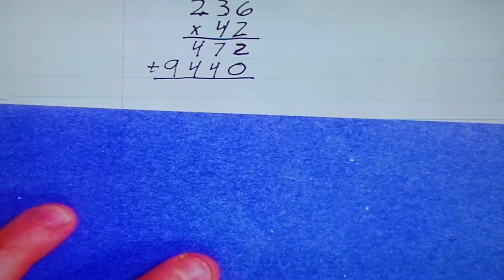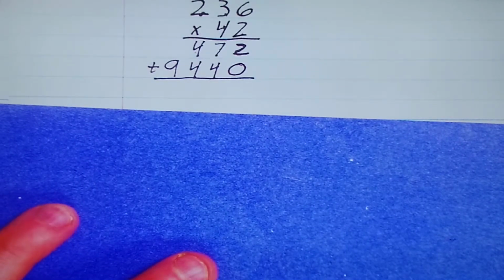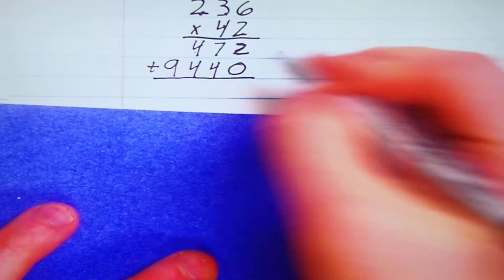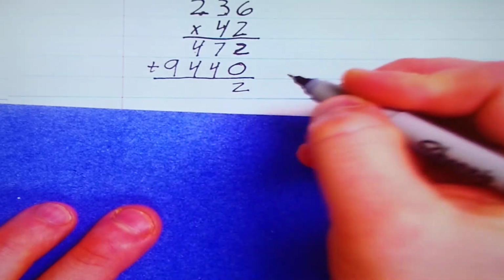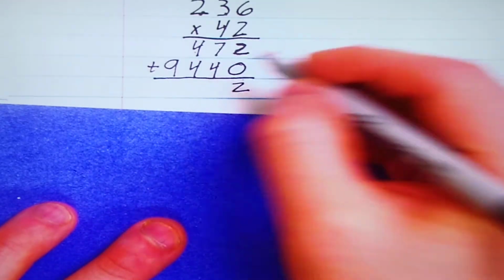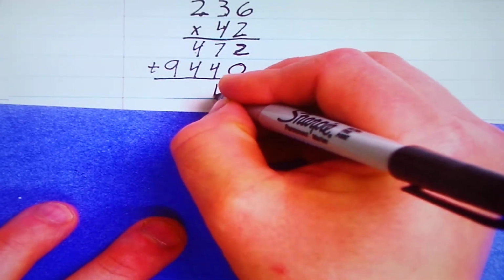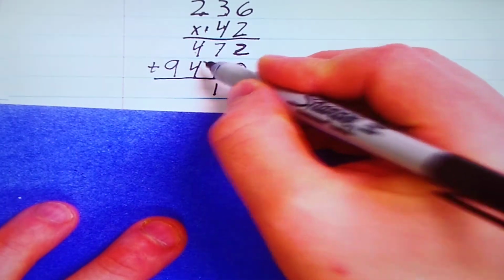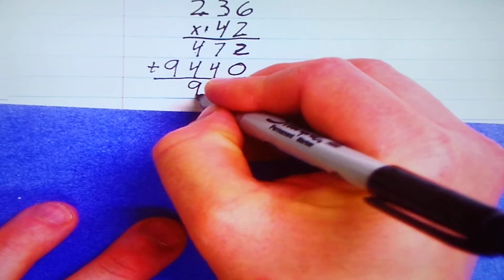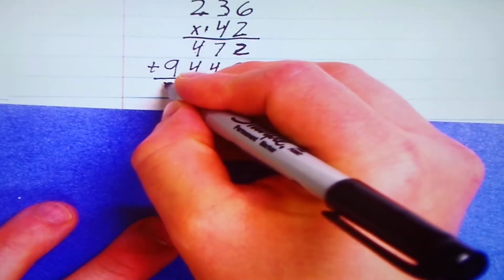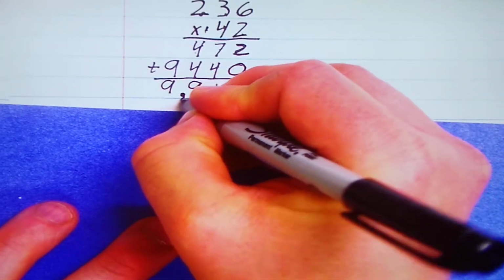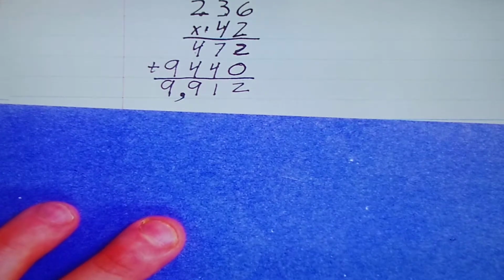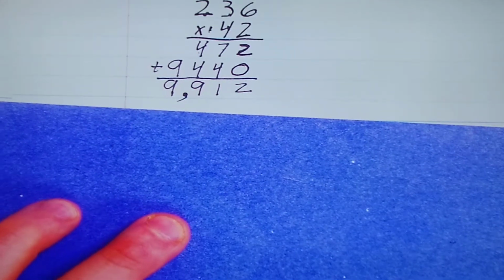My final step, I add those 2 numbers together. 2 plus 0 is 2. 7 plus 4 is 11. Bring down the 1, carry the 1. 1 plus 4 plus 4 is 9. And nothing plus 9 is 9. My answer is 9,912.